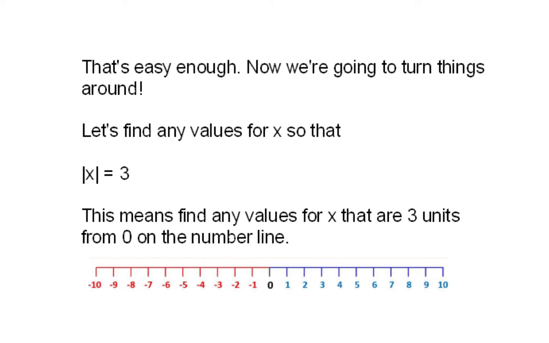So what we're going to do now is turn that around. Instead of saying what's the absolute value of negative 2 or what's the absolute value of 5, we're going to look for any values for x so that the absolute value of x is equal to 3. What that means is on the number line, we're going to look for any values of x that are 3 units away from 0. So here's 0, and I know that the number 3 is 3 units away from 0. So the absolute value of 3 is 3. 3 solves our equation. But there's another number also that is 3 units away from 0, and that's negative 3.